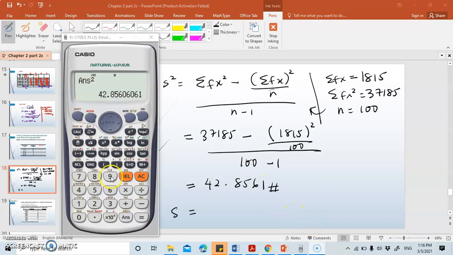As for the standard deviation value, you just need to square root the value of variance. So answer, close bracket. So this is your standard deviation value, 6.5465. That's all for this video.